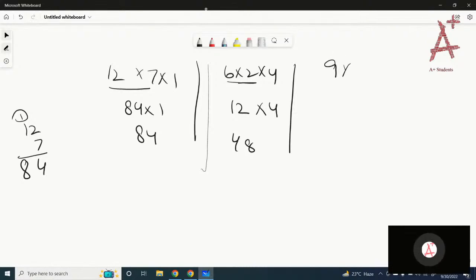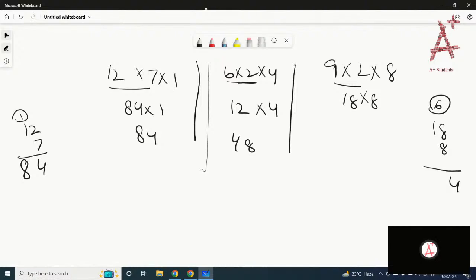Okay, the next one is 9 times 2 times 8. So let's just do 9 times 2. So 9 times 2 is 18, and then you have to do 18 times 8. So just multiply 18 and 8. So 8 times 8 is 64. Write the 4 over here and carry the 6. So 8 times 1 is 8, and just add 6. So 8 and 6 is 14. So it would be 144. Got it? Okay, select the correct option and move on to the next question.